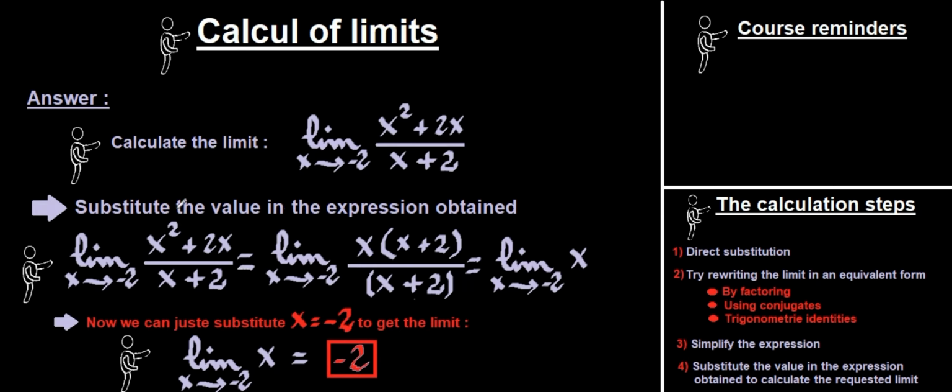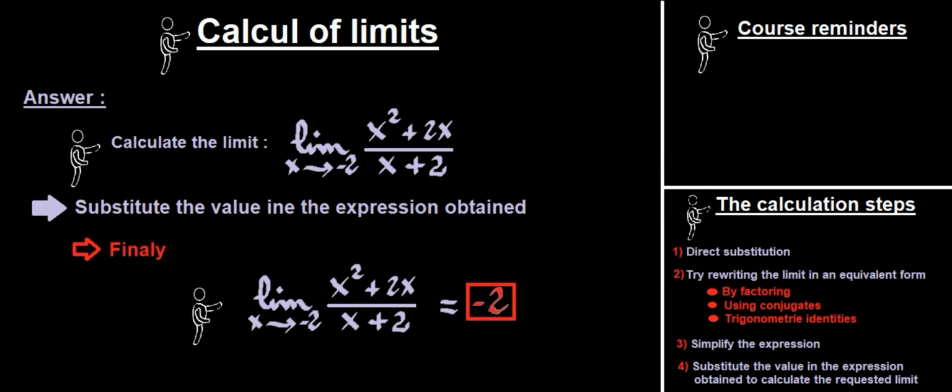Step number 4. Substitute the value in the expression obtained. The limit as x approaches minus 2 of the expression x squared plus 2x divided by x plus 2 is equal to the limit as x approaches minus 2 of the expression x. So we can just substitute the value x equals minus 2 in the expression x to get the limit minus 2. Finally, the limit as x approaches minus 2 of the expression x squared plus 2x divided by x plus 2 is equal to minus 2.